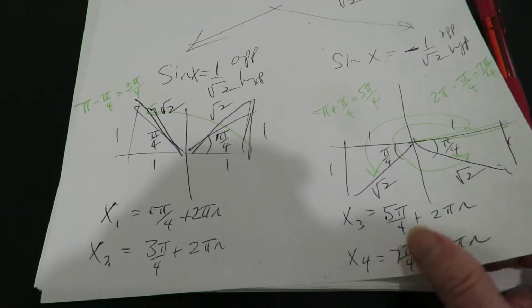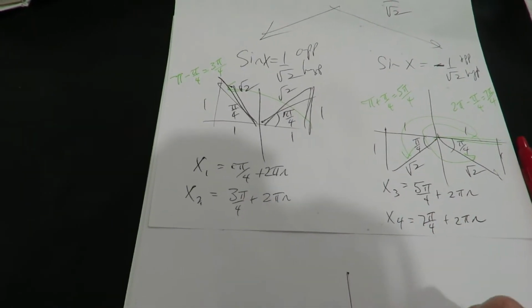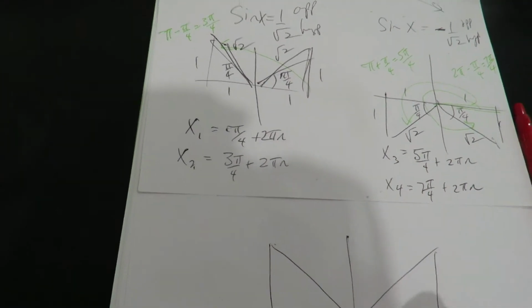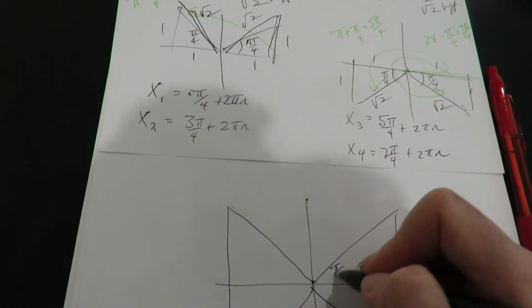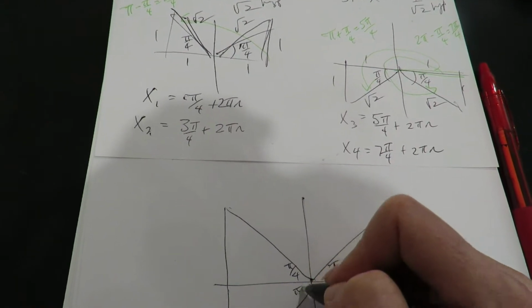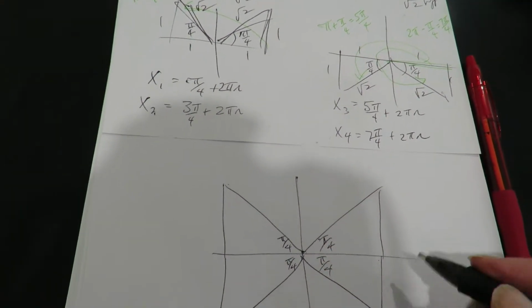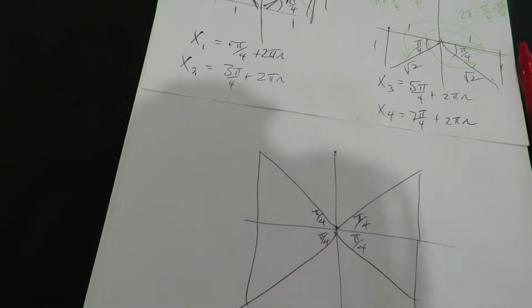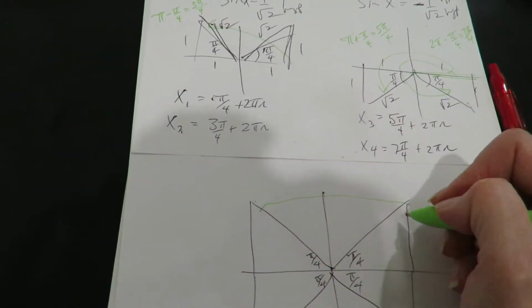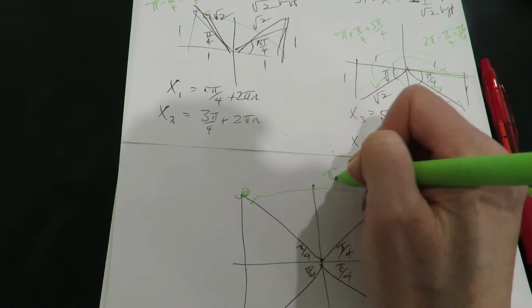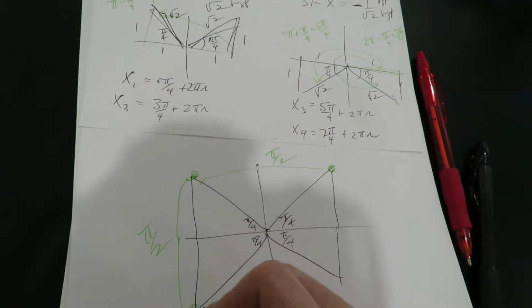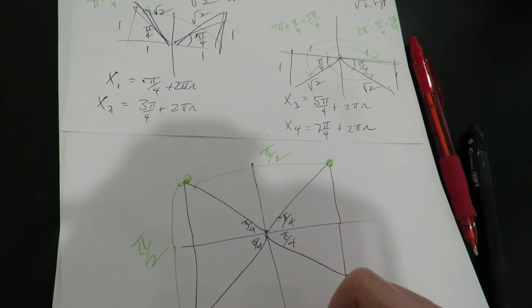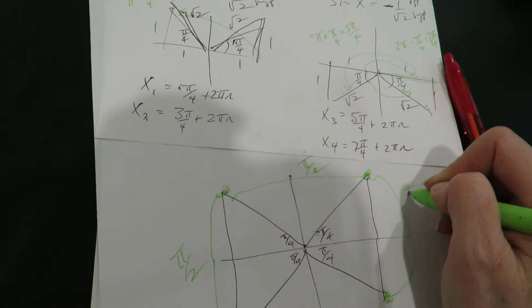Okay, so now the question is, does anybody condense? Okay, so now let me put it together and see if you can see it. So if you notice, all the reference angles are pi/4. Okay, so that means that the distance from this guy to this guy is pi/2. The distance from this guy to this guy is pi/2. The distance from this guy to this guy is pi/2. The distance from this guy to this guy is pi/2.